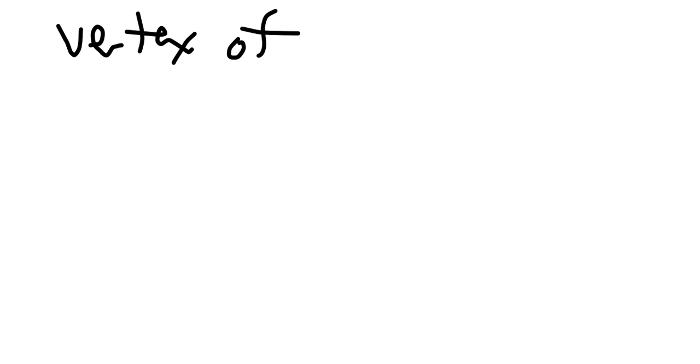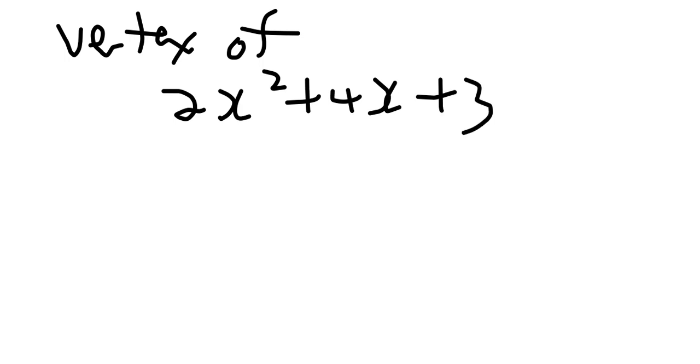So let's remind ourselves, we're going to find the vertex of 2x squared plus 4x plus 3. So we know this is a quadratic that has no roots. We want to know what its vertex is. So it's something that looks maybe like this, and we would like to know the location of the vertex.